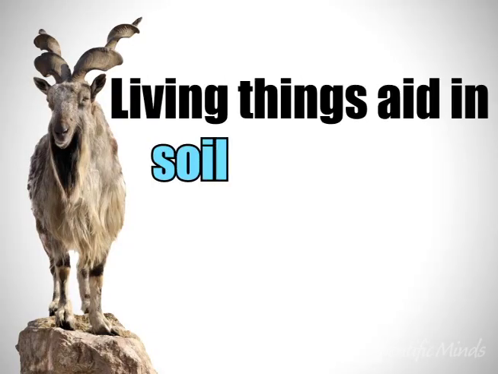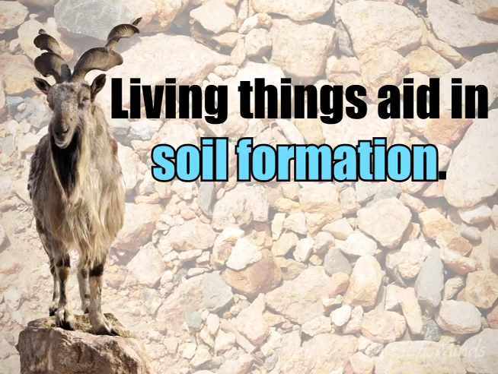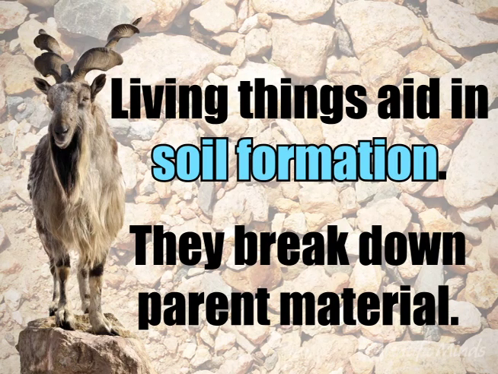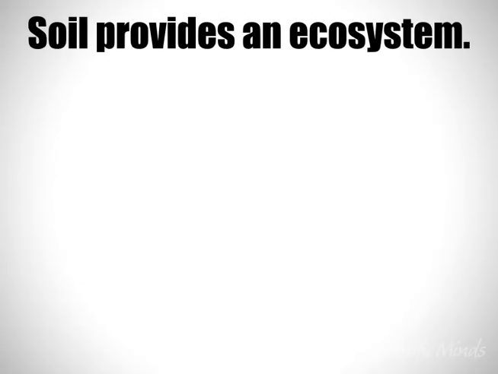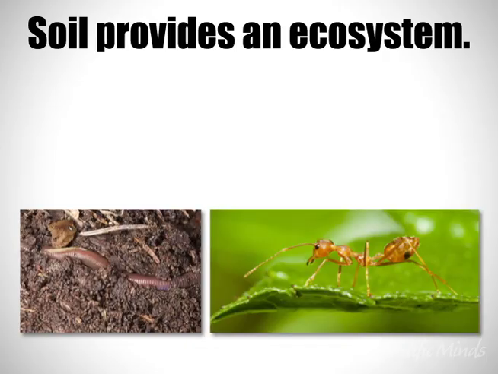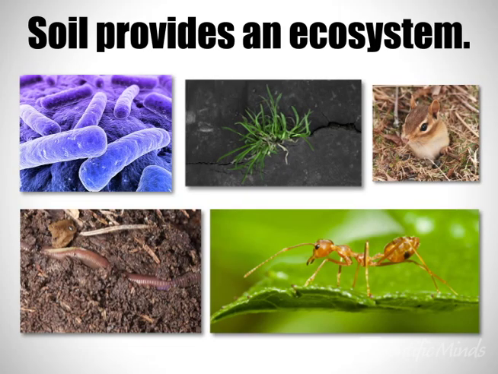Living things aid in soil formation. Because they live and move in and above the soil, living things help to break down larger particles and parent material. Soil provides an ecosystem, an environment that a community of organisms can interact with. Earthworms, insects, bacteria, plants, and burrowing mammals are just some of the organisms that interact with soil.